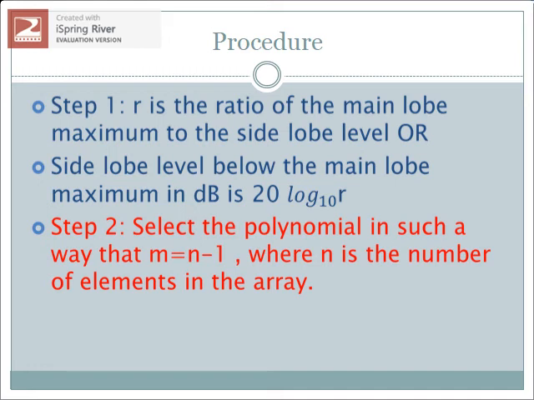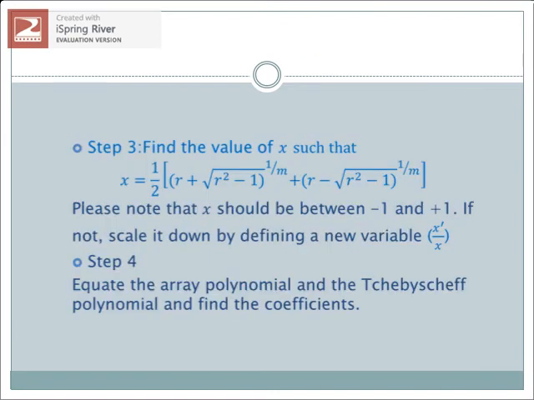The first step is you must find the value of R. Sometimes it may be given in the question, otherwise you must find the value of R, where R is the ratio of the main lobe maximum to the side lobe level, or it can be defined as side lobe level below the main lobe maxima in dB as 20 log R to the base 10. Then the second step is to select the polynomial in such a way that m is equal to n minus 1, where n is the number of elements in the array.